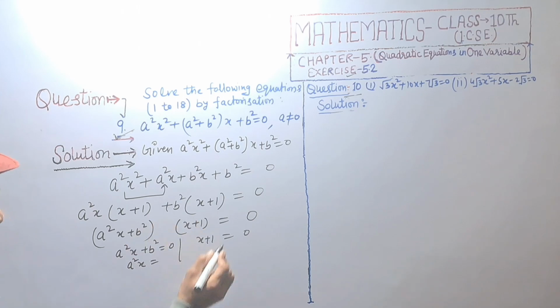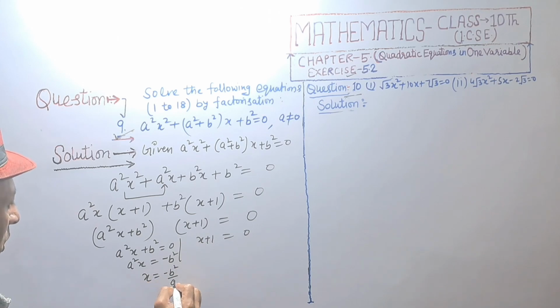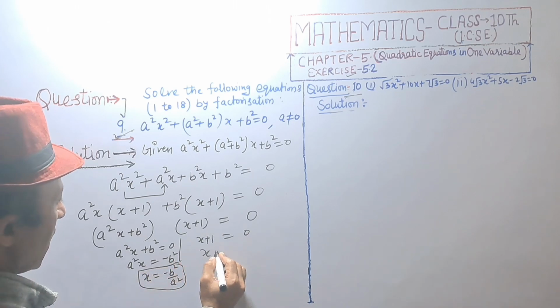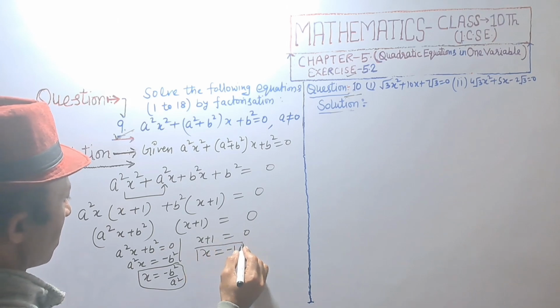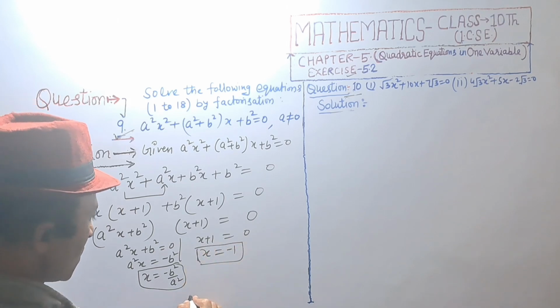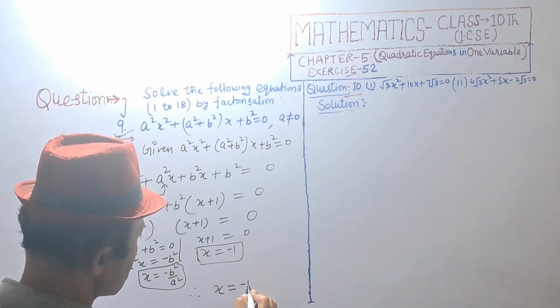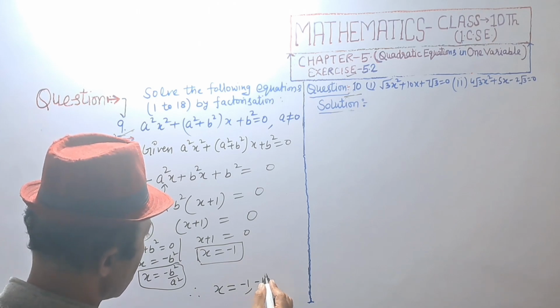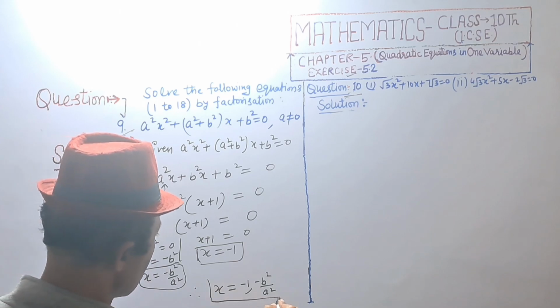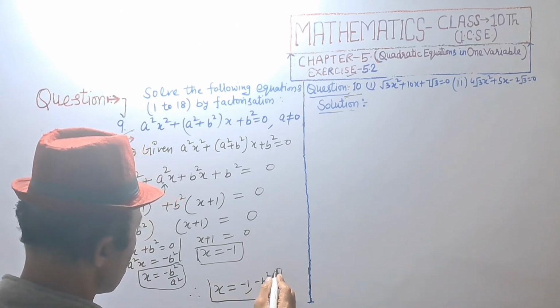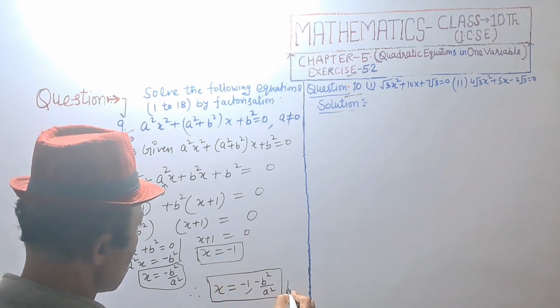a²x is equal to, shifting to the right side, that will be negative, minus b², and x is equal to minus b² upon a². x is equal to minus 1. So the value of x we get is minus 1, minus b² upon a². Answer.